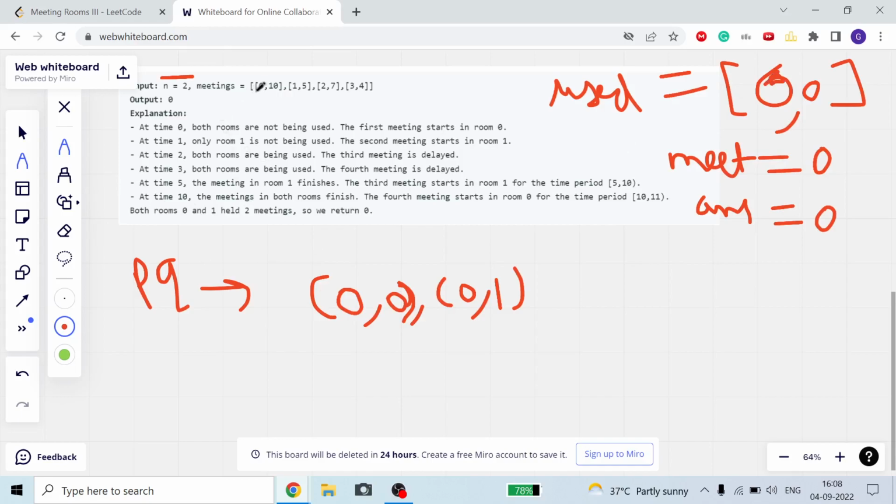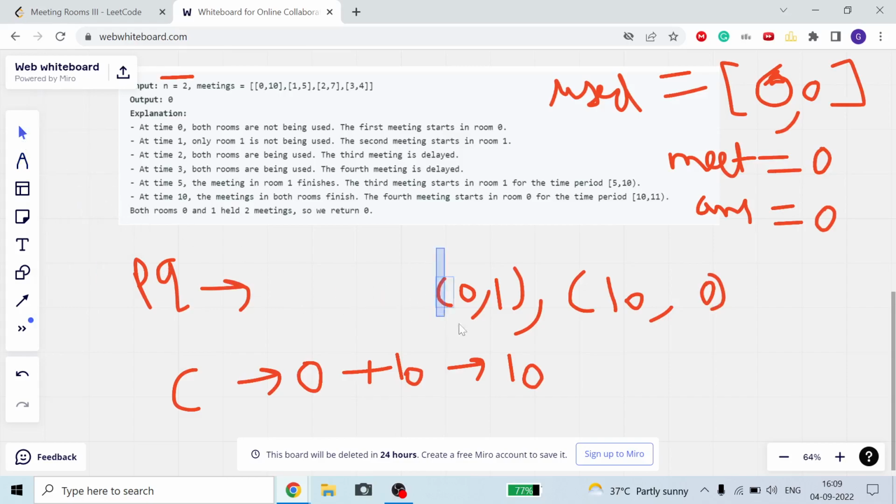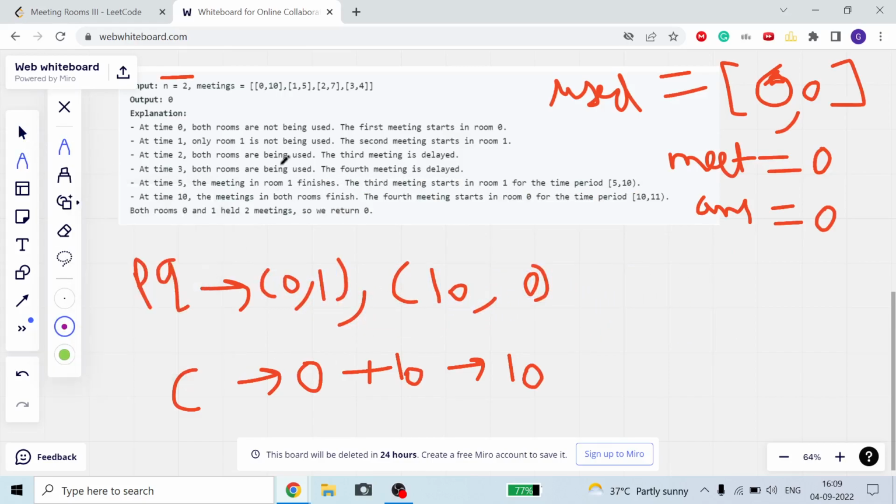So now for 0 comma 10 we will take it. Our time when this priority queue element comes is 0. For how much time is it going on? 10 minus 0, that is 10. So the next time when room number 0 will be free is 10. So we push back 10 comma 0 in our queue. 10 comma 0 means at time 10 our room number 0 will be free. Now I have completely taken this, and the meeting count of room 0 will increase by 1.